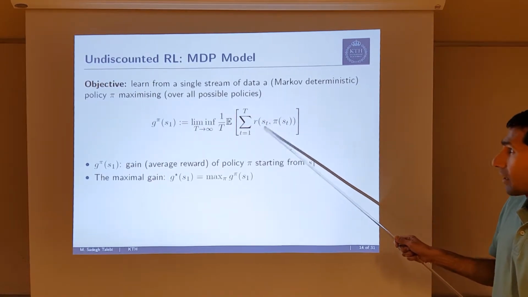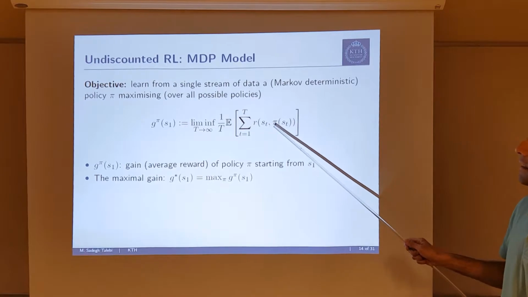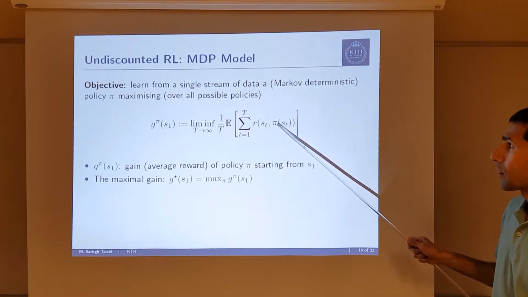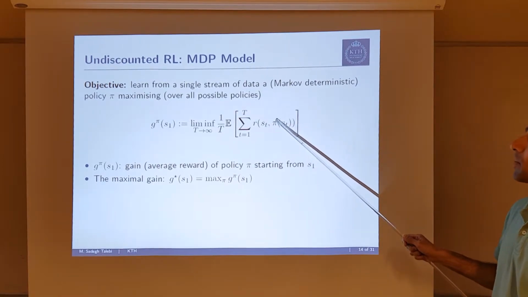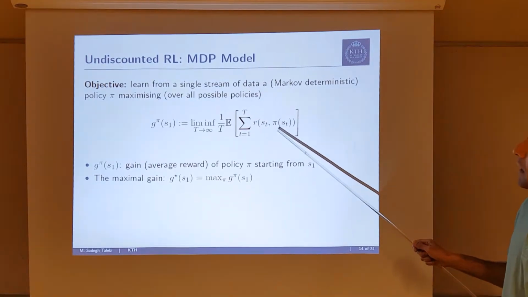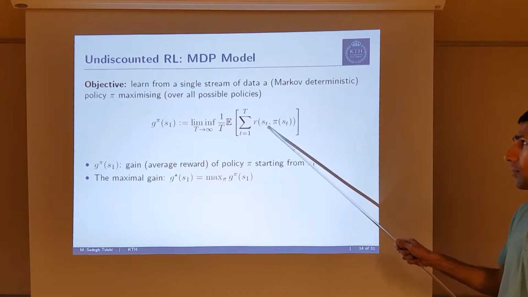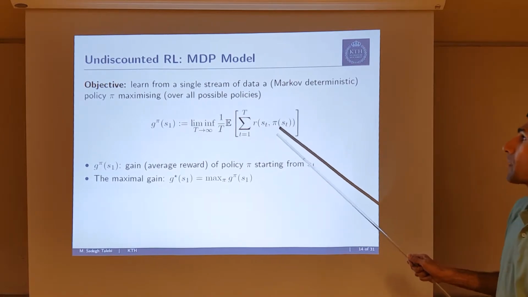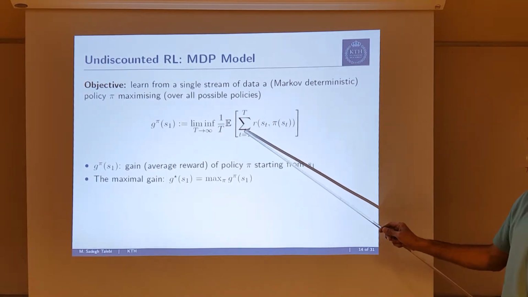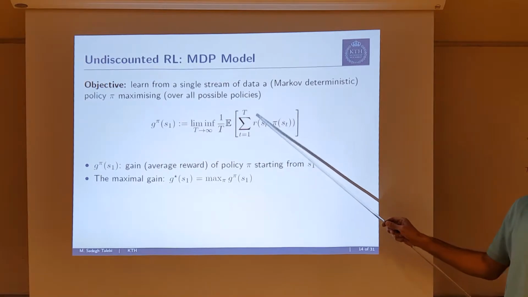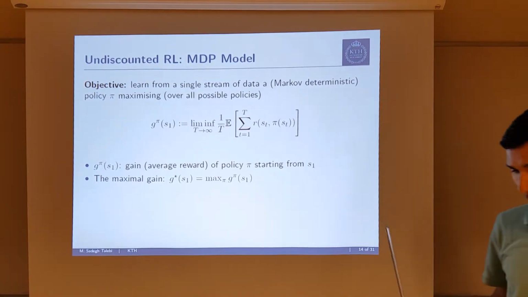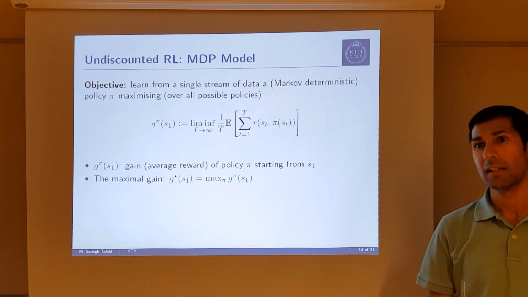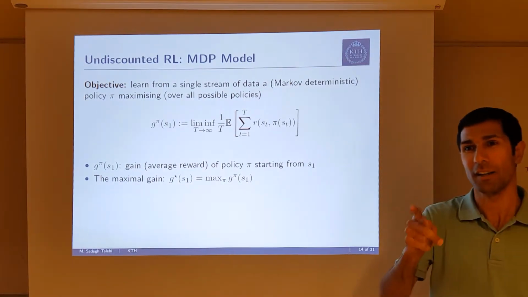Just at each state, start from S1, and at each state, see what action would be output by pi of S of t, and then the reward would be R of S of t and pi of S of t, right? So there is no randomization in the policy. And then if you sum this over t from 1 to capital T, it would be the reward that you would collect if you start from S1 and just apply policy pi.